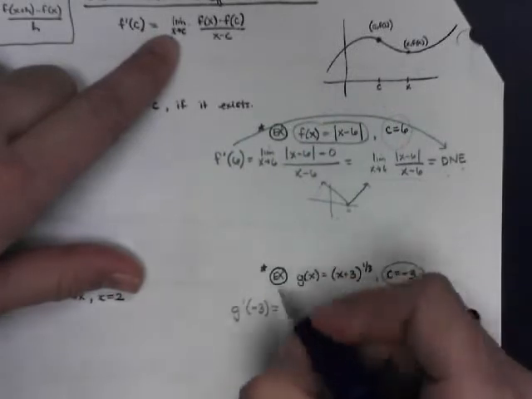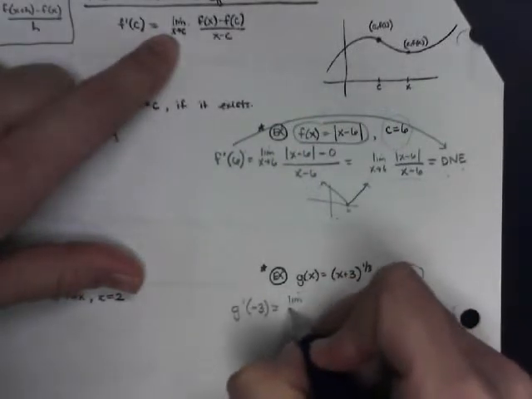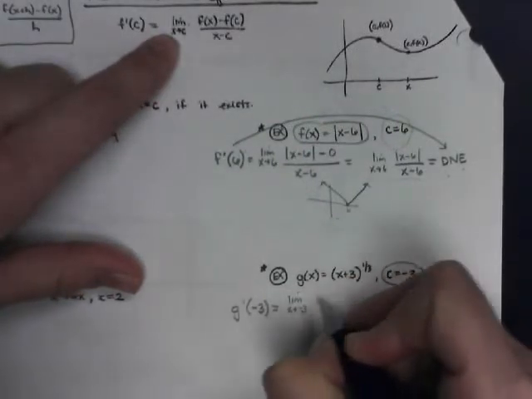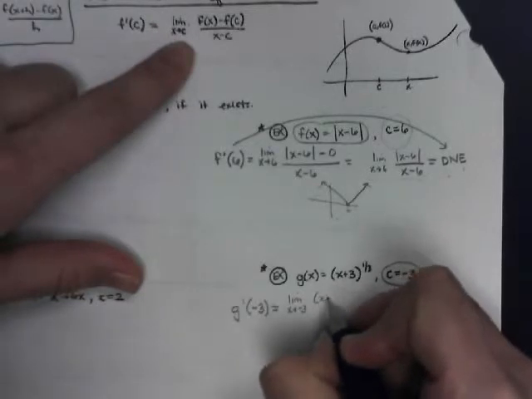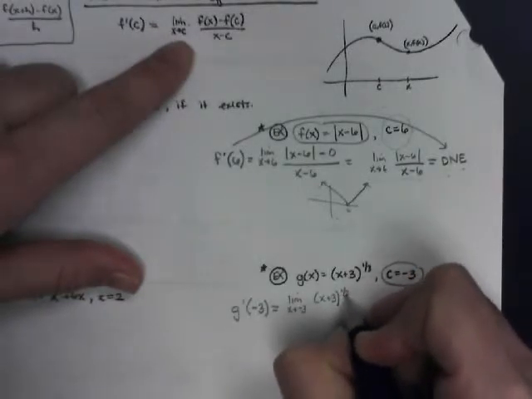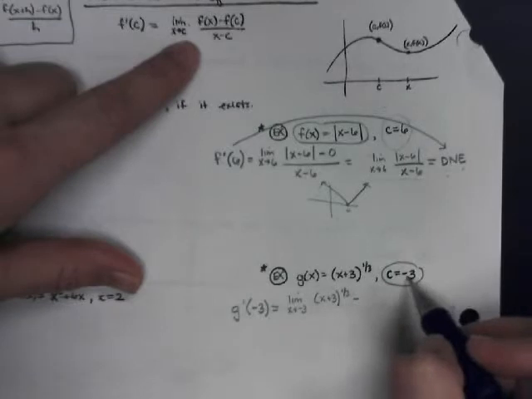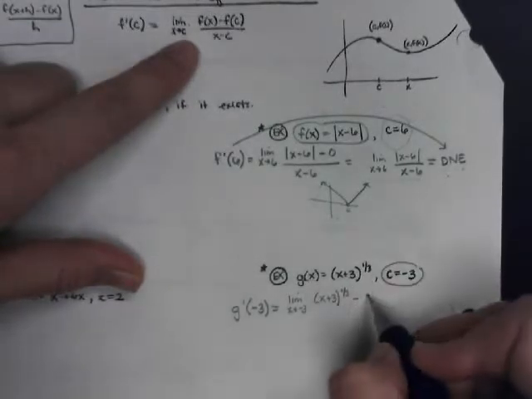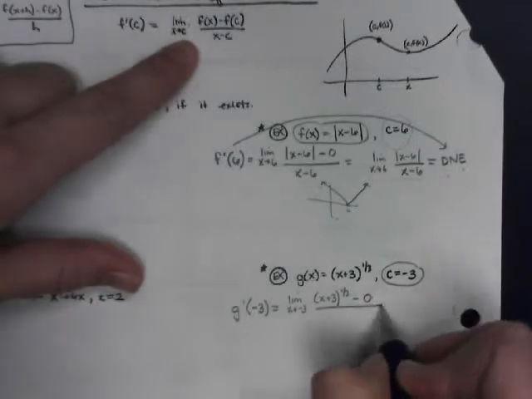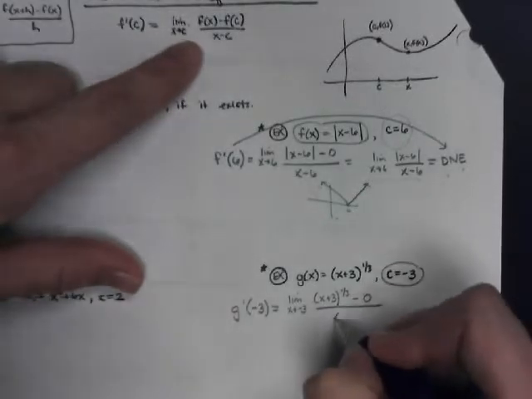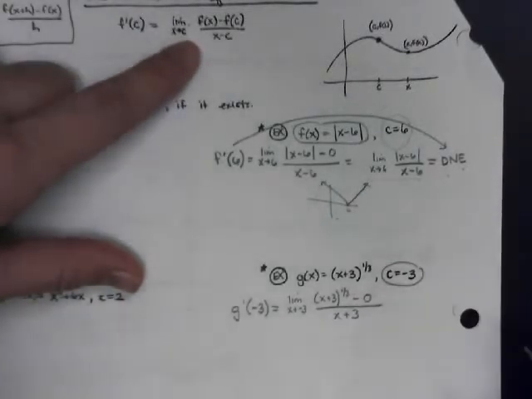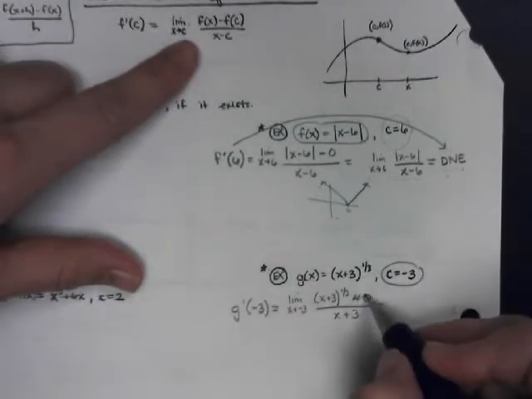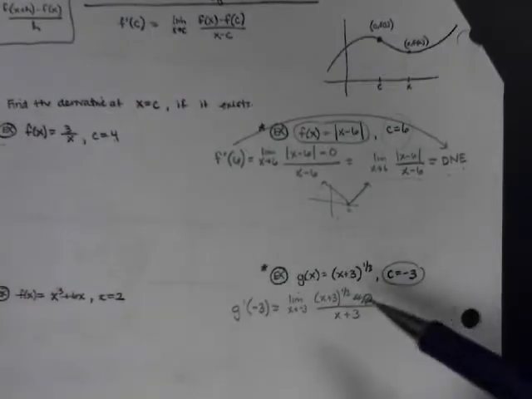So that would be the limit as x approaches negative 3 of f of x, which is x plus 3 to the 1/3 power, minus f of c. So g of negative 3, I guess in this case, would be 0 to the 1/3 power, which is just 0, all over x minus negative 3, which will become x plus 3. And so the minus 0 doesn't do anything for us again.